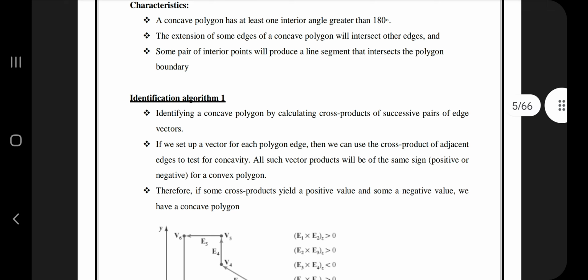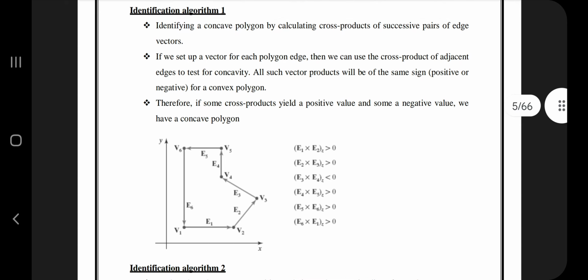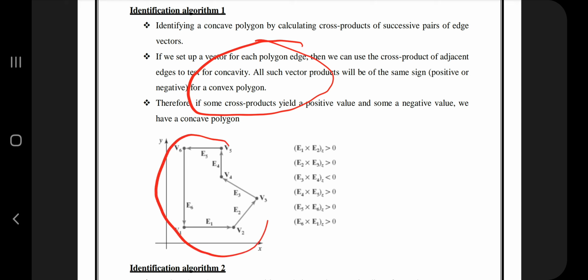In the identification, there are two algorithms. The first algorithm is the cross vector method. In the cross vector method, you just have to explain the theory. You do not have to actually calculate these values. What you have to do is write a theory about how the algorithm works. You'll get to know the theory after my explanation. First you have to draw this diagram.